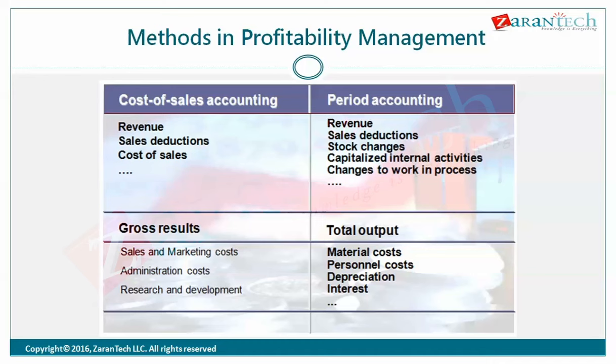Then you get the total output, and then you have the material cost. You deduct the material cost, the employee cost, the depreciation of the asset, then interest, and then you get the final result. So these are the methods being used in profitability management. Both methods can be used together. It depends on how you want to present your financial statement and how you want to calculate your numbers. It is again the decision of the organization.